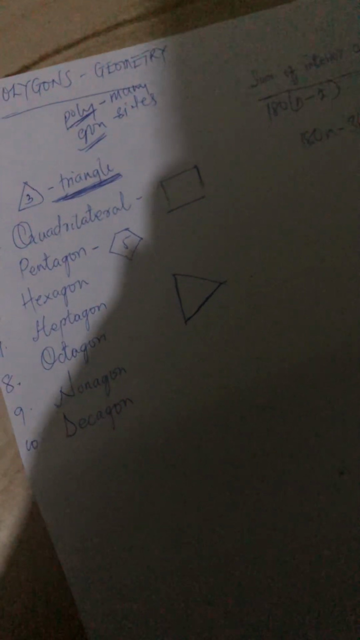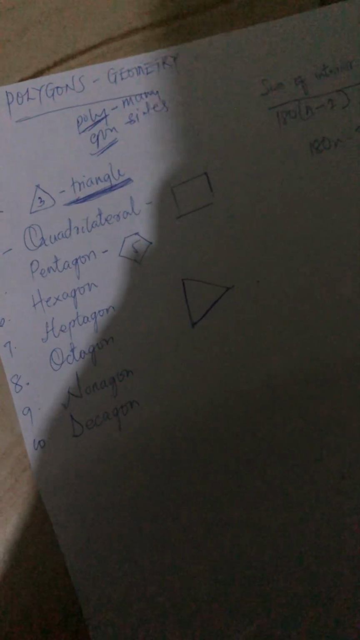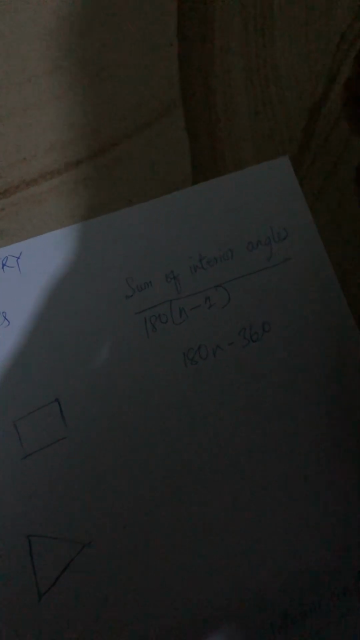Now, what we are going to consider here are the sum of interior angles and then the interior angle. So you take the sum of interior angles. This is what we are familiar with. That's 180(n - 2). Have you asked yourself how this formula came about? This is how it is.